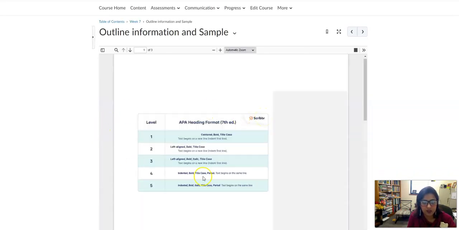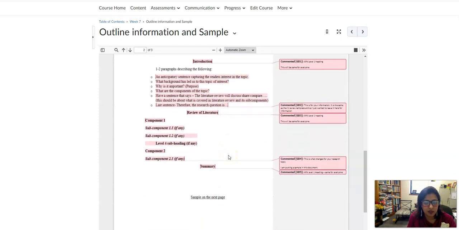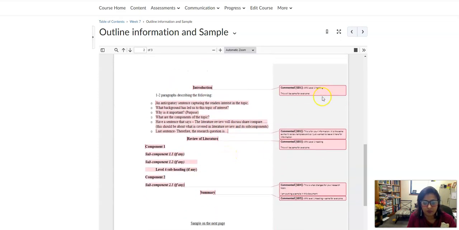I put what is the APA heading. So you can see the APA heading for 7th edition. It is also in your APA book. Then I gave you a little bit of an idea: you will have an introduction heading, you will have a review of literature, you will have a summary. These are level 1 headings and these are the same for everyone.